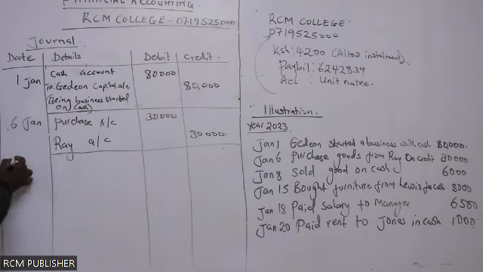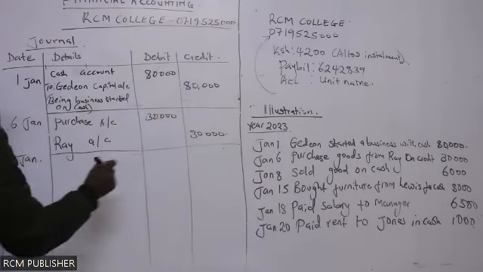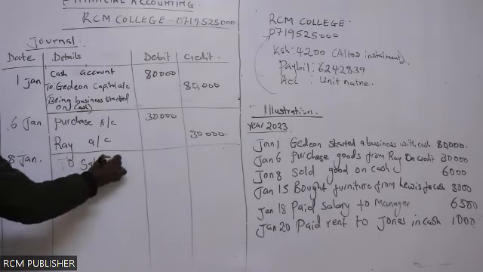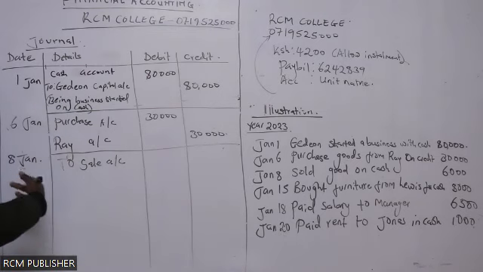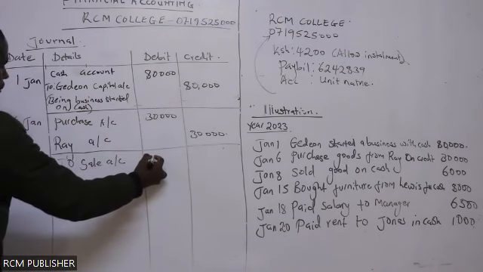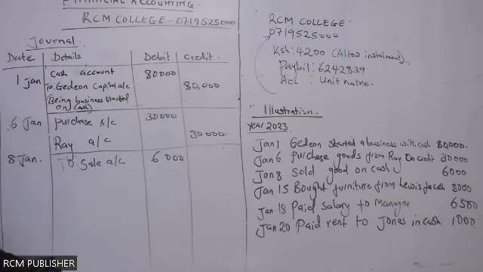Then we go to the next one, which is Jan 8. The 8th of Jan. So what happened on the 8th of Jan? We sold goods on cash. To sales account. So if we sold goods on cash, what are we supposed to debit? What are we supposed to credit? We have to debit the sales account with 6,000.